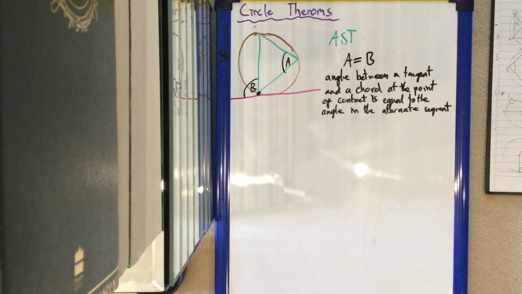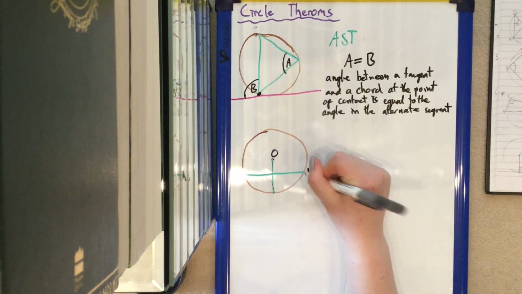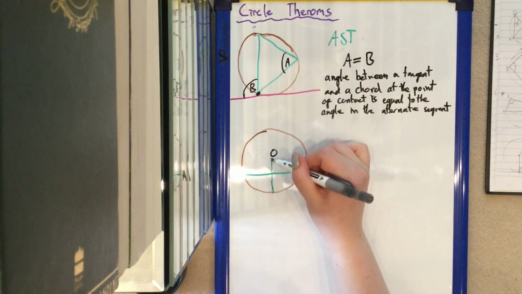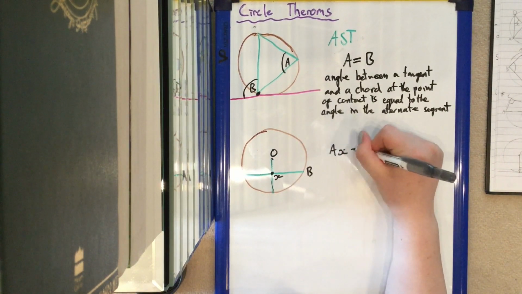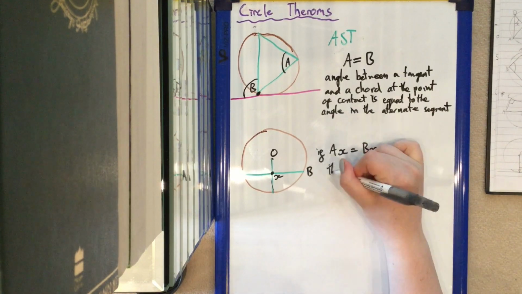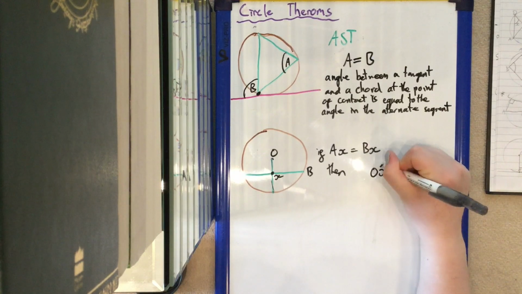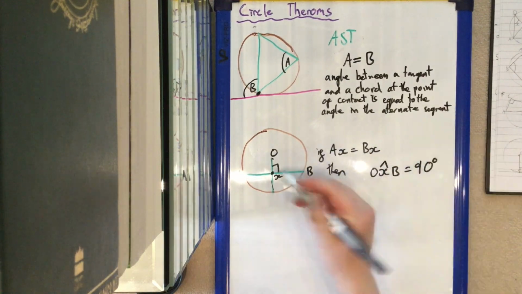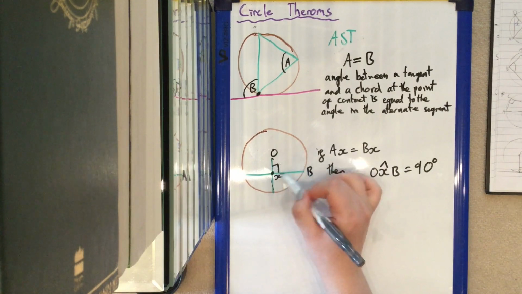Onto a slightly less wordier one now. Here is my radius and here is a chord, AB, cutting across the circle. And if the radius is bisecting the chord, which means that if AX equals BX, then the angle OXB is 90 degrees. When a radius bisects a chord, they will do so at right angles.